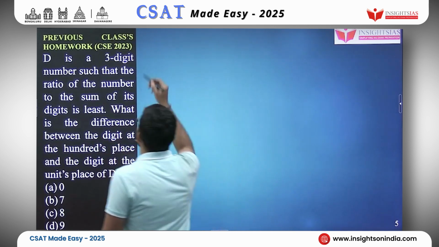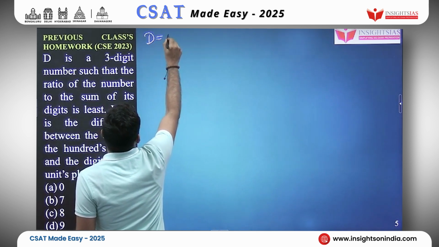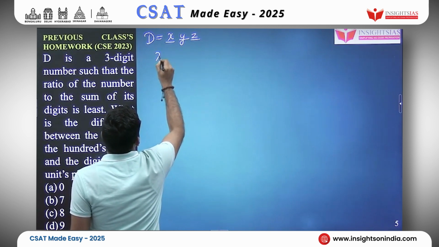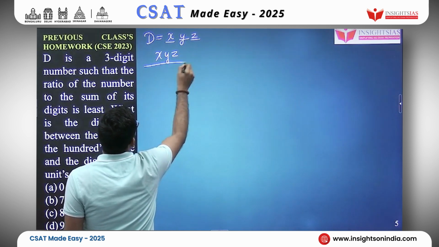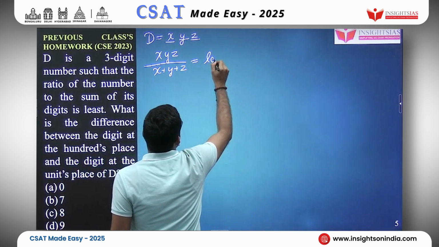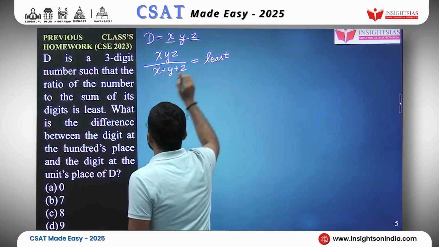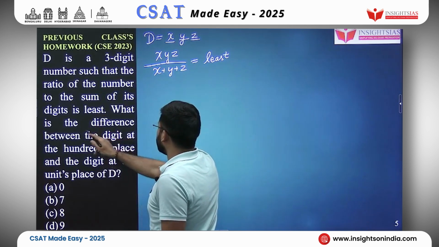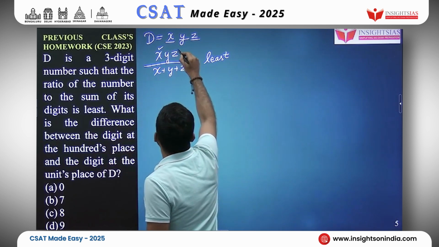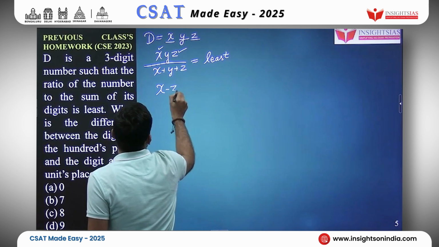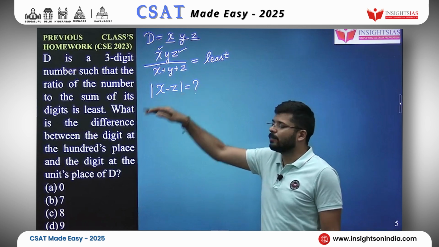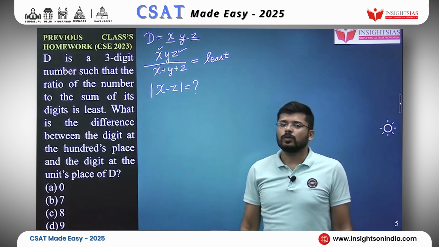Okay, let's understand the question. D is a 3-digit number. Let's imagine it to be XYZ. Then they are telling us that the ratio XYZ to X plus Y plus Z is supposed to be least. And then they are asking you what is the difference between the digit at the hundreds place and the digit at the units place. So they are asking you the modulus of X minus Z, how much is it? X can be greater than Z or Z can be greater than X, no problem. They are asking you the difference between them.